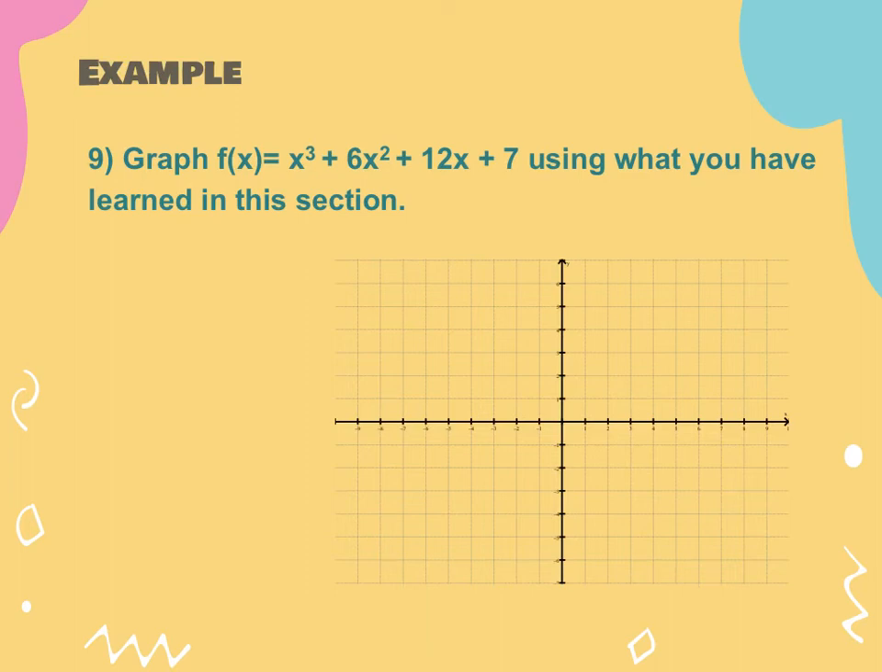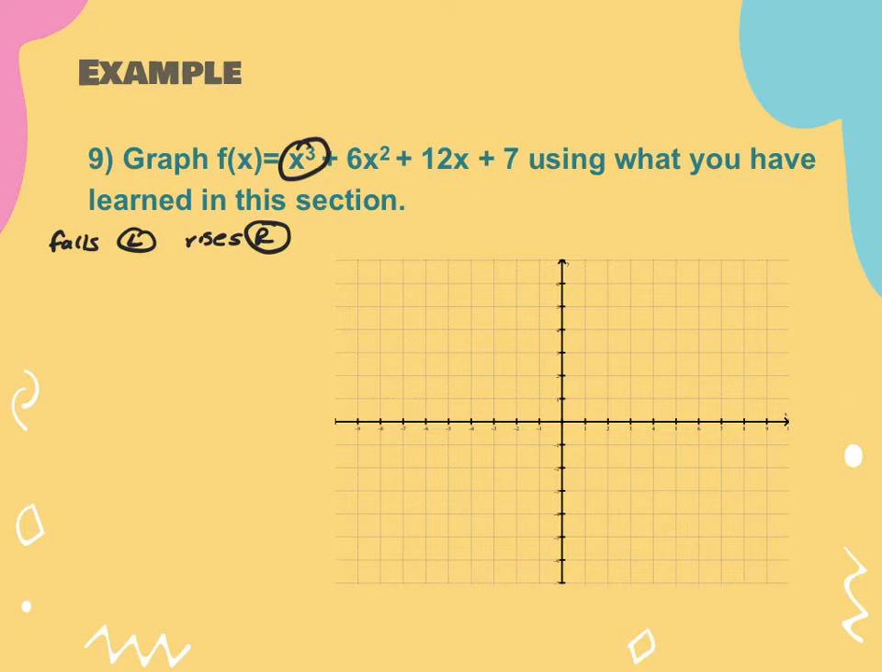So we're going to work through this one. Remember, it just says graph f of x equals x to the third, blah, blah, blah, using what you've learned in this section. So we're going to start with our end behavior. Highest exponent is odd, and it's positive, which means this falls left, rises right.